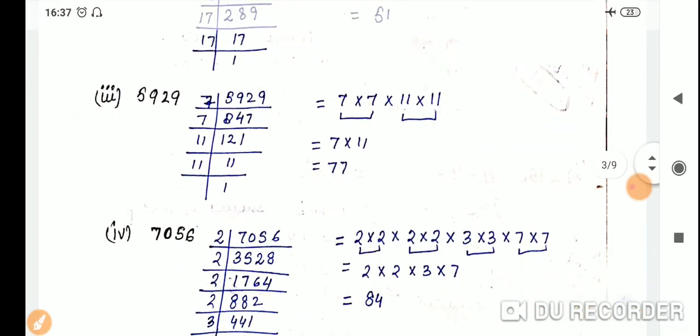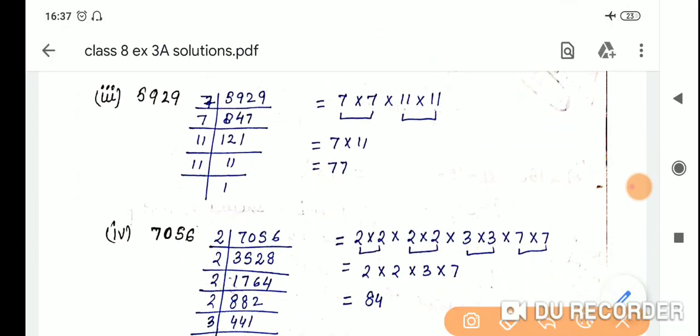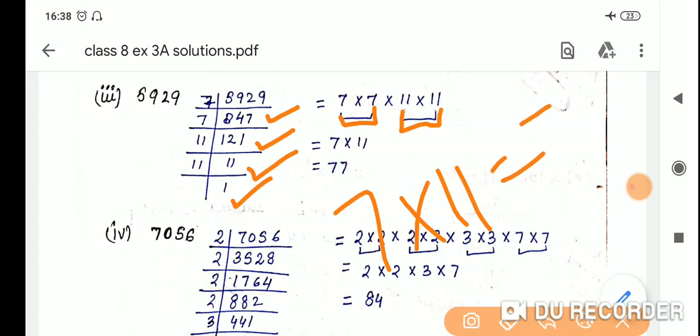Now coming to the third part, that is 5929. 7 से गया 847 times, 7 से गया 121 times, 11 से गया 11 times, फिर 11 से गया 1 time. So 7 into 7, 7 का pair we have got and 11 का pair we have got. 7 into 11 is equal to 77. So 5929 is a square of 77.